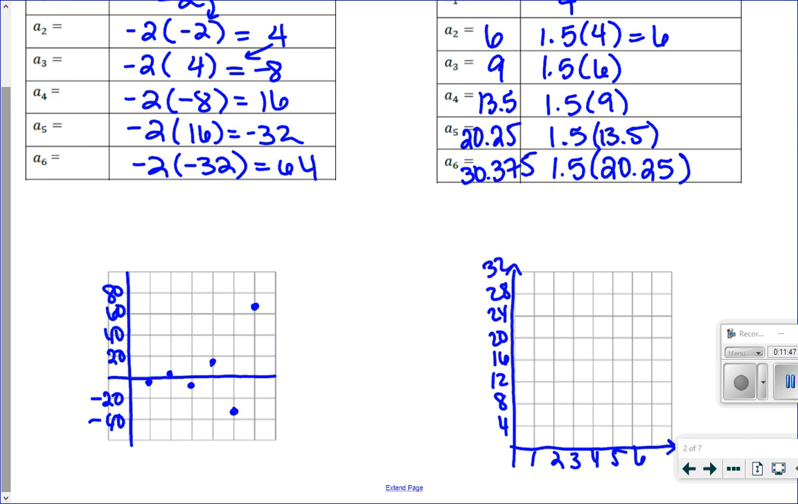All right, so let's go through it. So the first term in the sequence was 4. The second term in the sequence was a 6. The third term in the sequence is a 9. We're looking about right there. The fourth was a 13.5, which is right about right there. And then the fifth term is right about 20. And the last one was just at about 30, which would be about right here. So that would be our graph for the sequence. And it's okay to estimate them as long as they make logical sense.